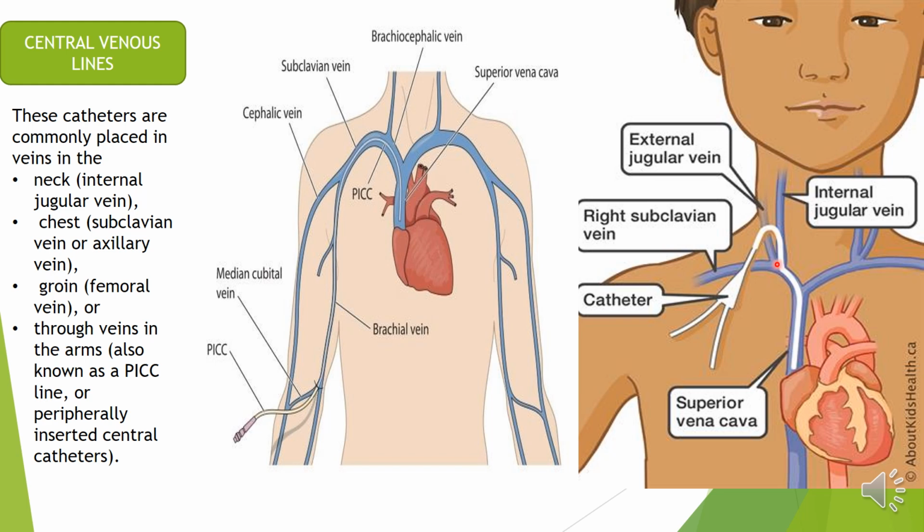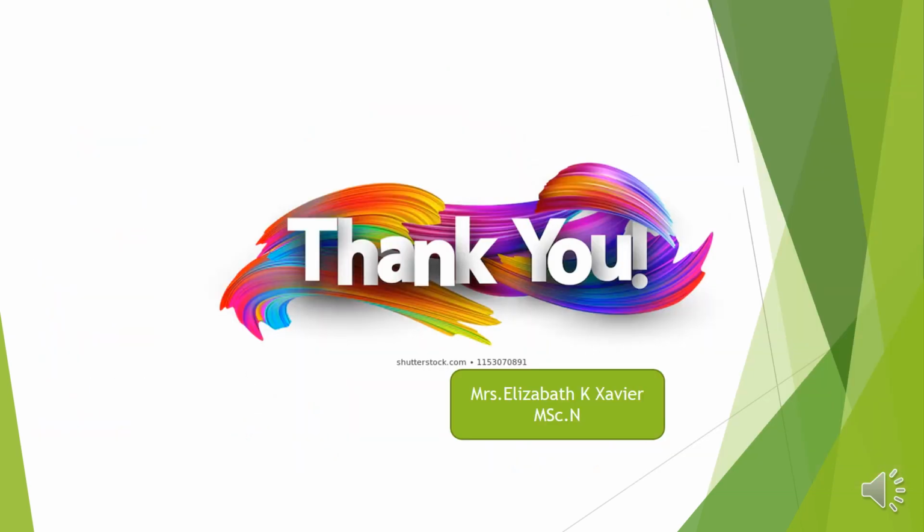So whenever we insert a catheter into the central veins or central line, it goes straight into the superior vena cava. Central lines include the external jugular vein, internal jugular vein, subclavian vein, then axillary vein, cephalic vein, median cubital vein, and brachial vein. That is in brief about different veins for IV injections. Thanks for your patient listening.